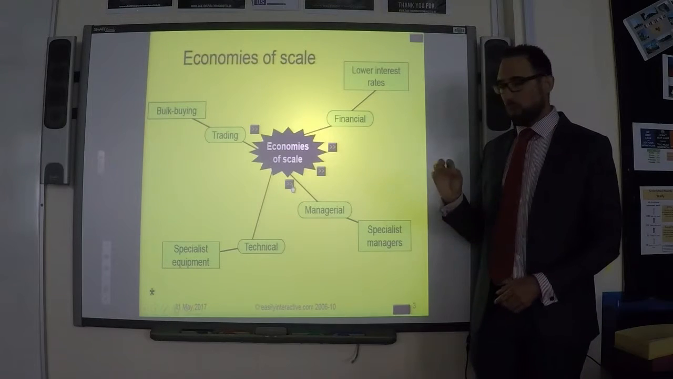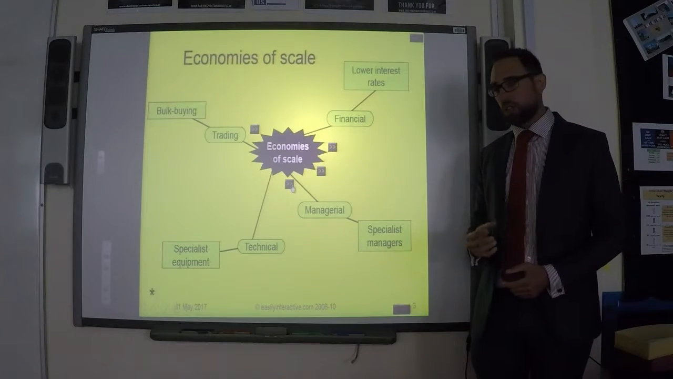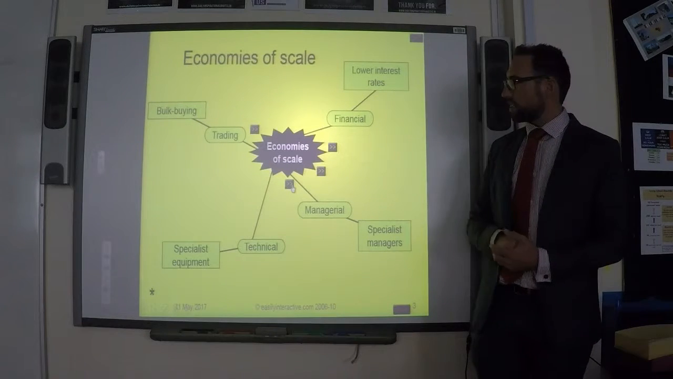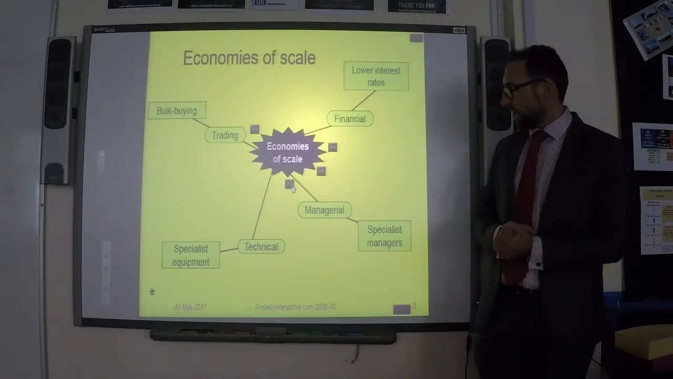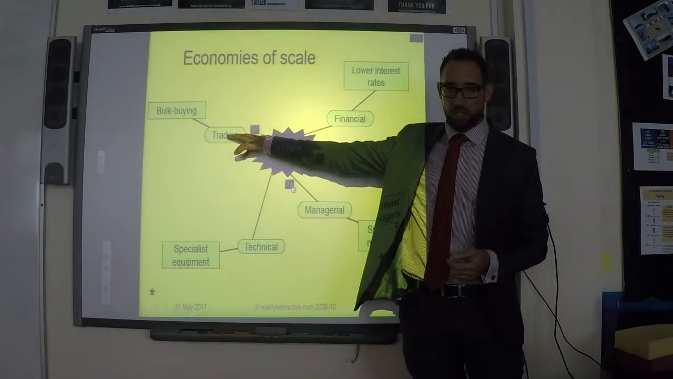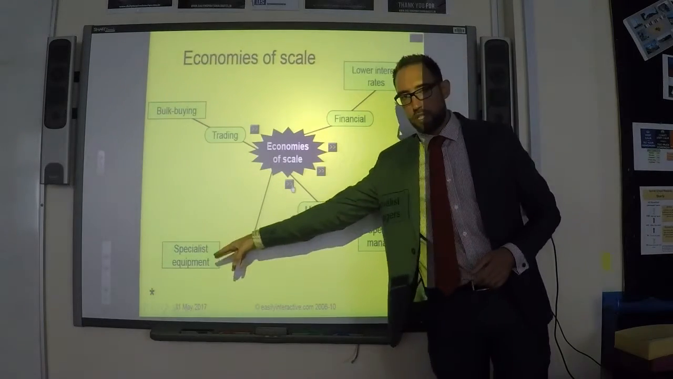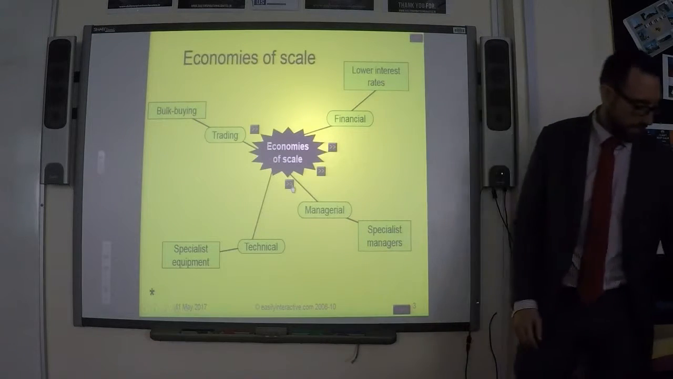Now I'm going to go over why each one of these different economies of scale actually causes average cost per unit to go down. If you get asked the question, identify two economies of scale, the ones that I would choose are purchasing economies, which is bulk buying, and the other one I would choose is technical economies, which is specialist machines, specialist equipment, because these are more efficient.